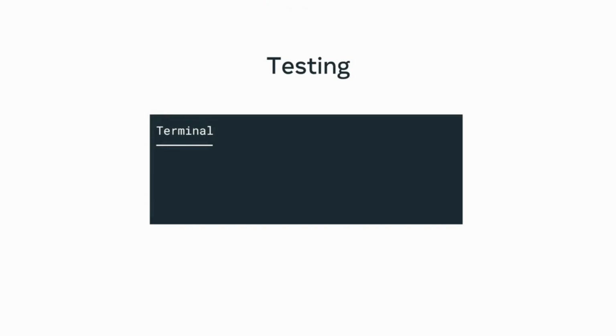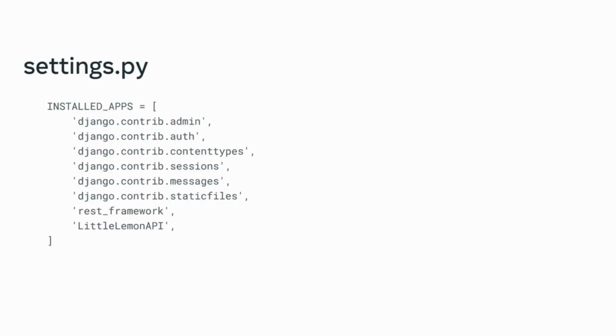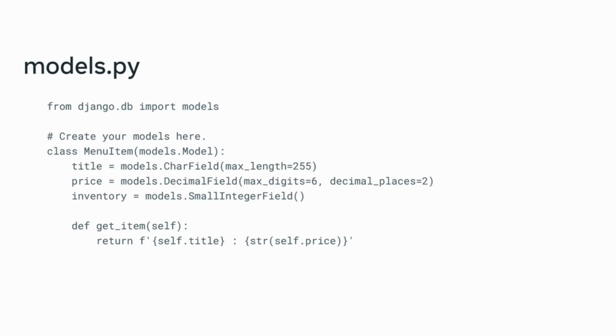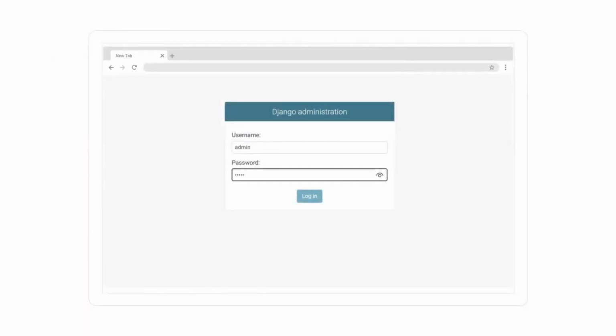First, install the Django REST framework in the current Python environment and start a Django project with Little Lemon as the name. Inside the project, create a Django app called LittleLemonAPI. Add the REST framework and LittleLemonAPI to the installed apps inside the settings.py file. Next, create a model called MenuItem and run the migrations. Create an admin superuser and log into the Django administration interface.